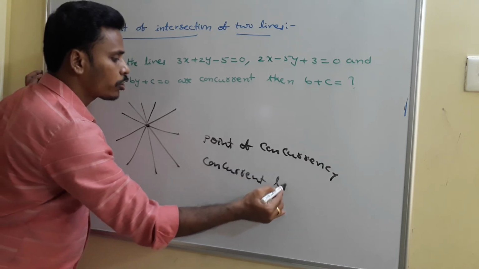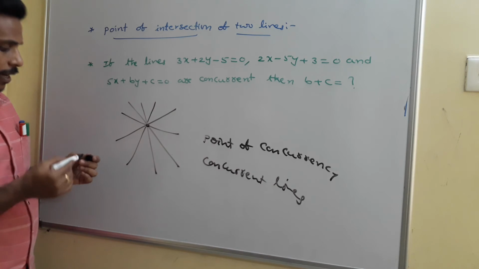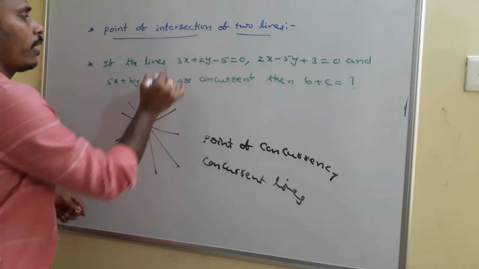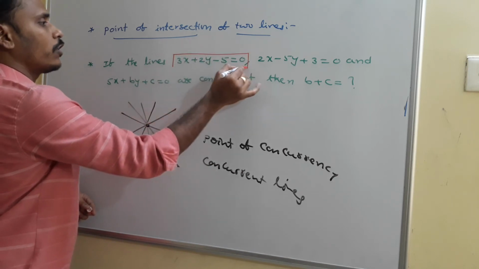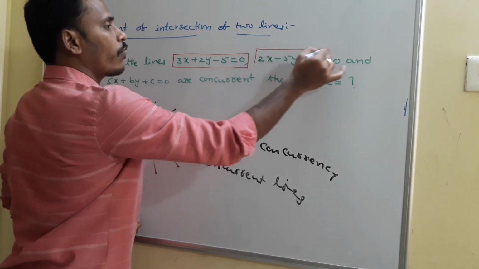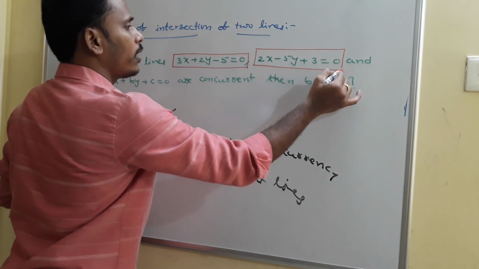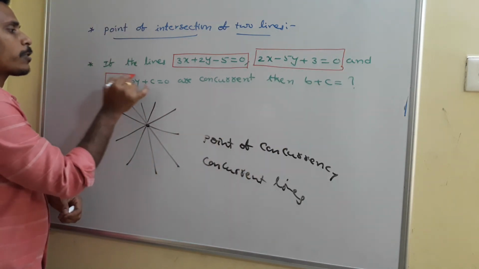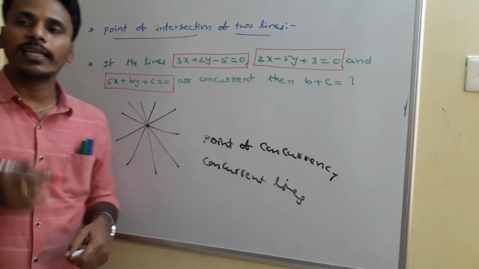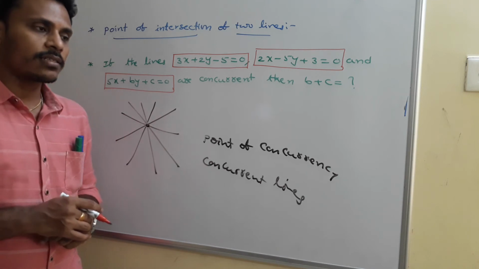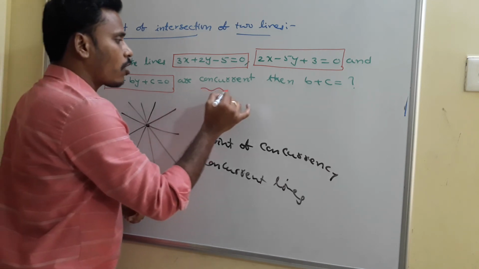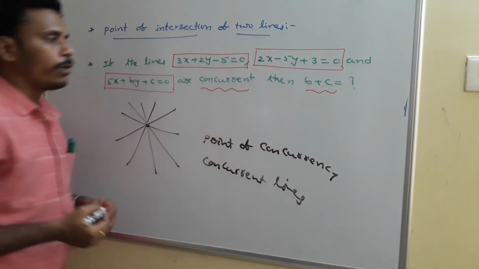At the end, this question is about concurrent lines. In the sense, if you look at the problem, 3 lines are involved. 3x plus 2y minus 5 equals 0 is one linear equation in two variables. 2x minus 5y plus 3 equals 0 is the other equation, whereas 5x plus by plus c equals 0 is the third equation. These 3 lines are concurrent. In the sense, these 3 lines are passing through one particular point. Since they are concurrent, we need to find the value of b plus c.